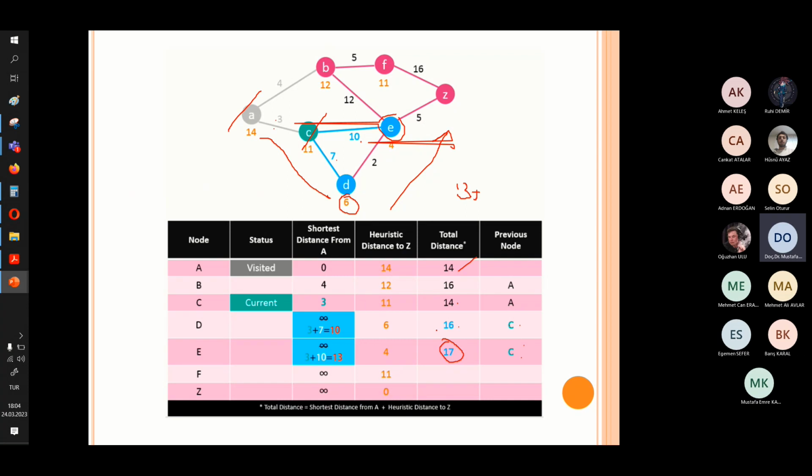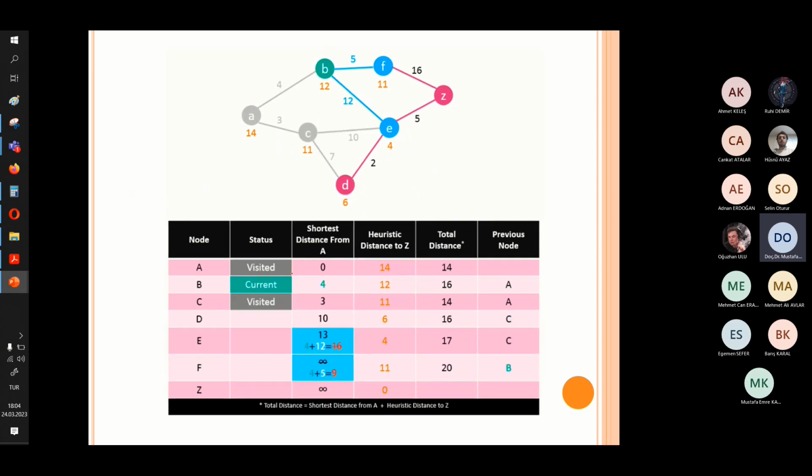Sorry, yes. And the not visited nodes, the costs, the F values, are 16, 16, and 17. Which one is the smallest? 16. Either of them can be selected. What we will do, we will select B randomly.